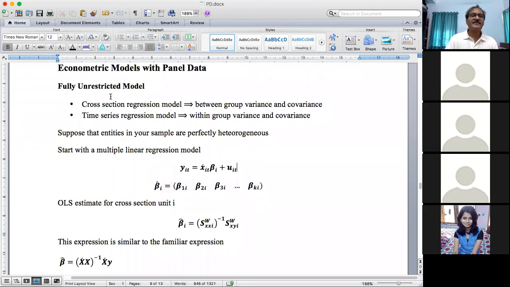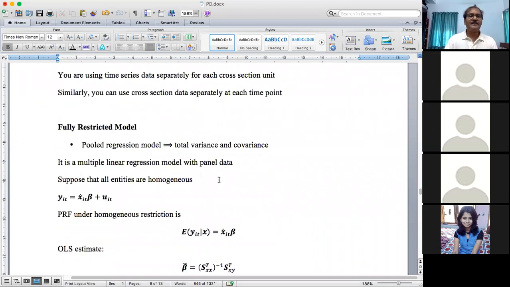So this is one extreme case, where we can think of the cross-section units as purely or perfectly heterogeneous. In the other extreme, suppose all cross-section units we have in the sample are purely homogeneous. So there is no heterogeneity among them. If we assume all the cross-section units are homogeneous, this is the restriction we are imposing here. That's why this model is known as the fully restricted model. Why fully restricted? Because we are assuming all cross-section units are perfectly homogeneous.